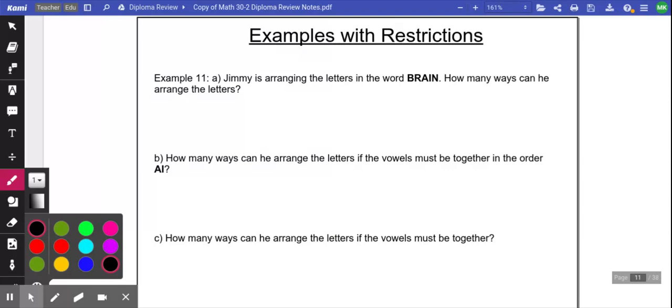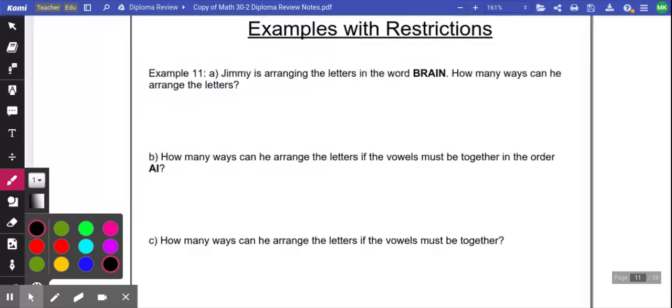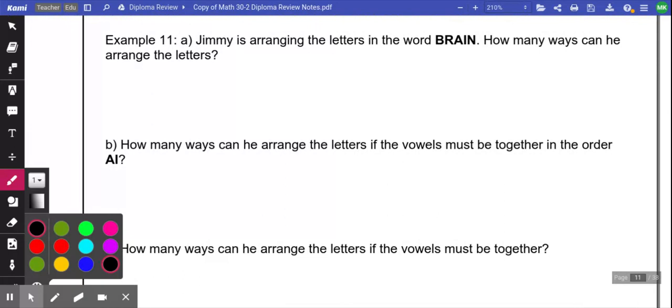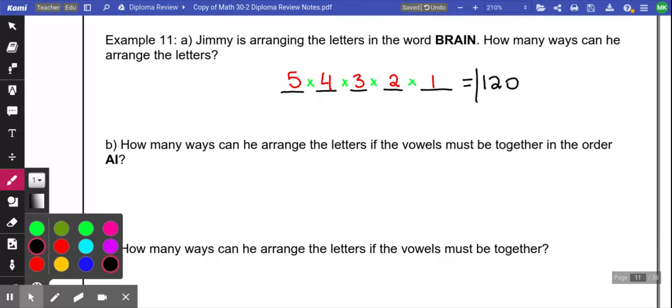It says Jimmy's arranging the letters in the word brain. How many ways can he arrange the letters? Well, there's 5 letters here: 1, 2, 3, 4, 5. That means in the first spot, he has 5 choices, then 4, then 3, then 2, then 1. Since there's no rules or anything, I just get to put those numbers and multiply them together to get a nice, cool 120 ways that I could sort the letters in the word brain.